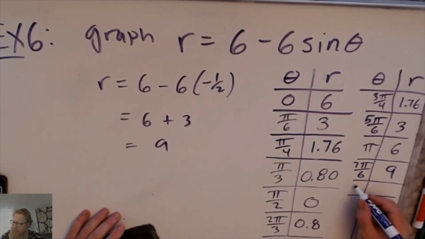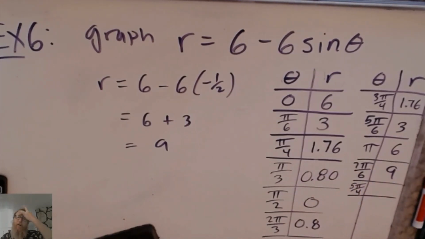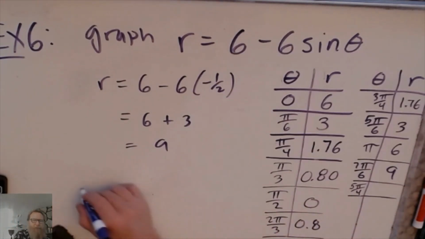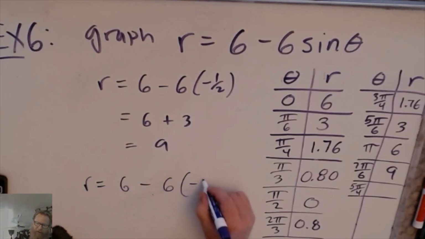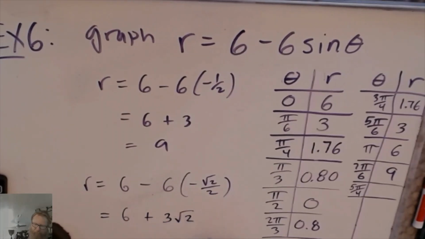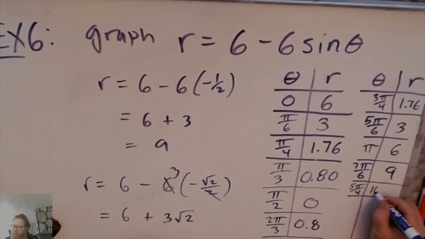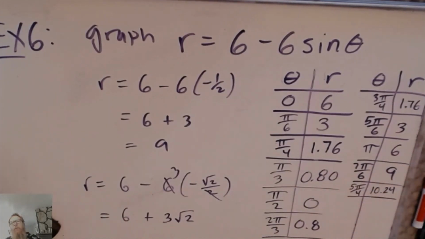Okay, what's next? 5 pi over 4. So what's the sine of that? Negative root 2 over 2. So negative is going to turn into a positive. The 2 is going to cancel, make that a 3. Root 2 times 3 plus 6, 10 1/4. 10.24.